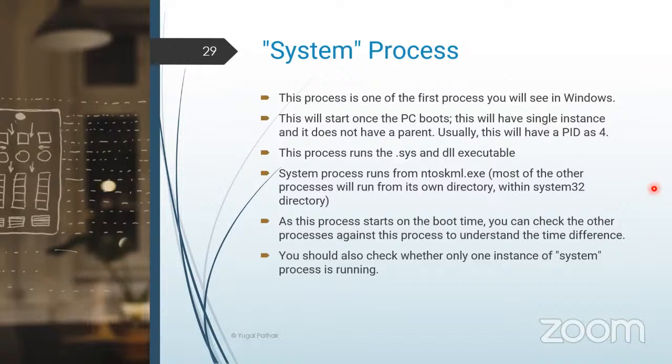It is running from ntoskrnl.exe, which is in the System32 directory, and this process starts at your boot time, which makes it the most fundamental process of Windows. Whenever you're doing memory analysis, there are a lot of processes you should check, but this is the fundamental one. We should check that only one instance of this process is running, not multiple instances. Although it may have multiple children, only a single instance should be running.